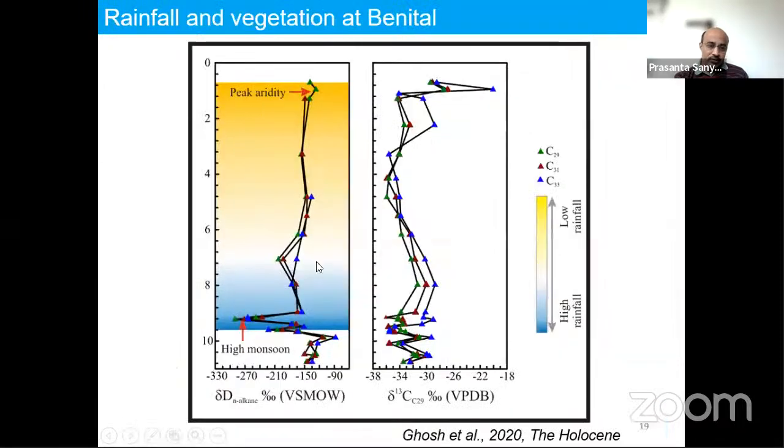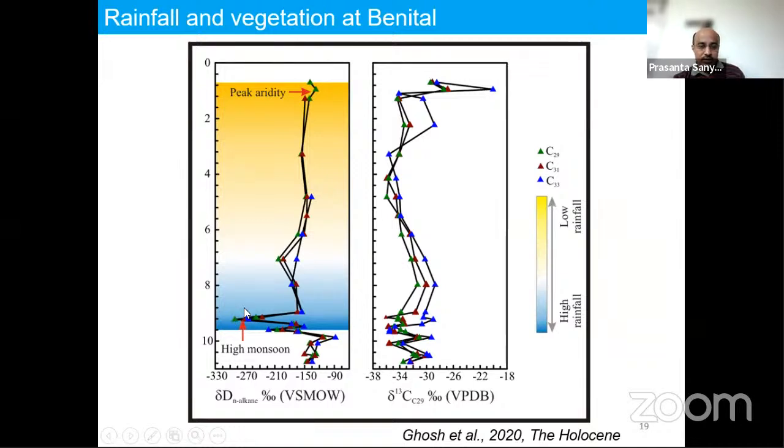Now, if you compare the hydrogen isotopic composition with the carbon isotopic composition of the same alkane, observe that the kind of lowering you see in the hydrogen isotopic composition, you don't see similar fluctuations in the carbon isotopic composition of the alkane. Of course, in the higher part, you can see the carbon isotopic composition gradually got higher. So this probably suggests an increase in C4 plants in the catchment area.